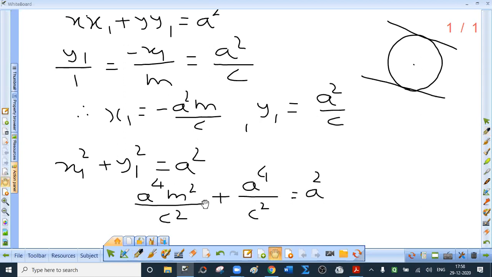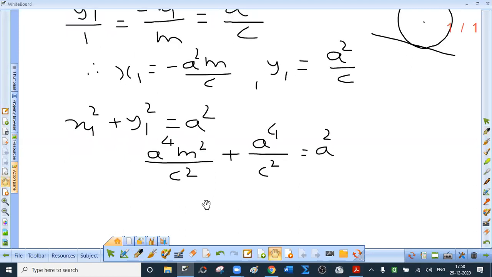See, we are interested in finding value of c. In the beginning only I have told you that restriction will be on c because this is a line with slope m. In fact, there are infinitely many lines having the same slope. All will not be tangent. So restriction will be on c. So we have to solve this equation for c.